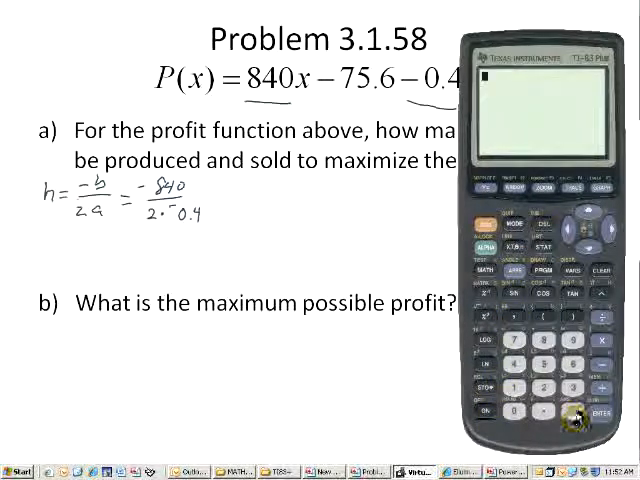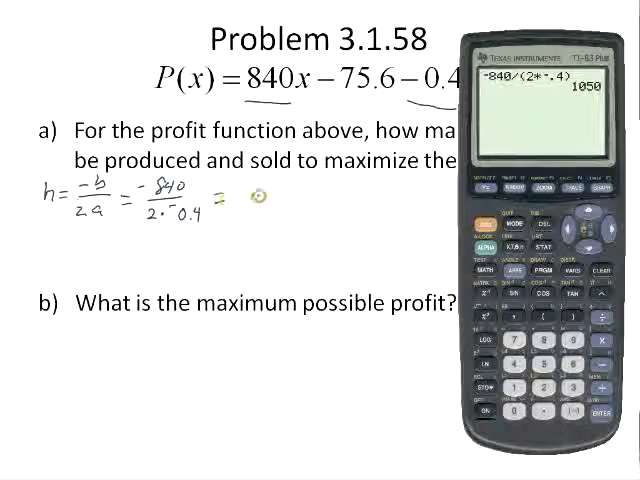What we're going to do is turn this on, and doing our computation here, we have negative 840. And we're going to divide that by the quantity 2 times negative 0.4. And let's close the parentheses just to be complete. And so our answer for this, as it turns out, is going to be equal to 1,050. So the answer for part A of our problem is that we need to make and sell 1,050 items to maximize our profit. The next thing they ask for is, what is that profit going to be?